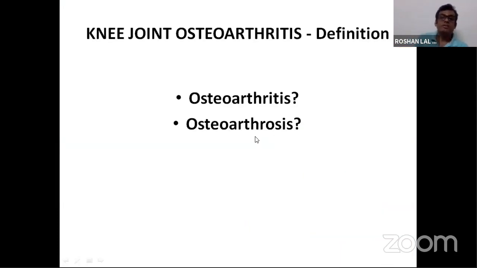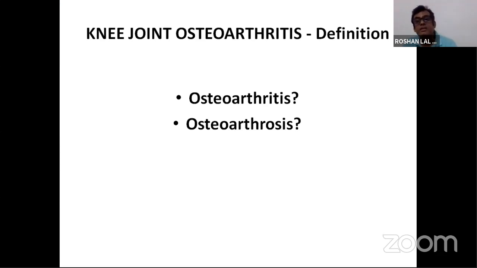Now, what is osteoarthritis? Osteo means bone, arth means joint, itis means inflammation. So inflammation in the joint is known as osteoarthritis. But this definition is wrong actually, because osteoarthritis is not an inflammatory disease. It is a degenerative disease. So if we say that inflammation in the joint is known as osteoarthritis, this definition is wrong.